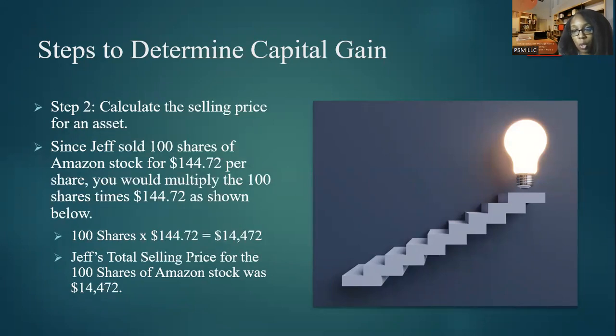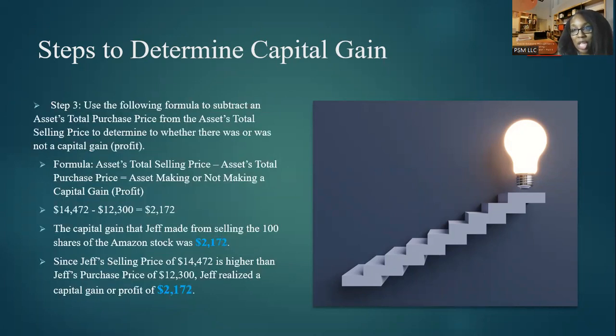After calculating the total purchase price for an asset, you would then calculate the selling price for an asset. Since Jeff sold 100 shares of Amazon stock for $144.72 per share, you would multiply the 100 shares times $144.72 as shown below, which will give you $14,472. Jeff's total selling price for the 100 shares of Amazon stock was $14,472.